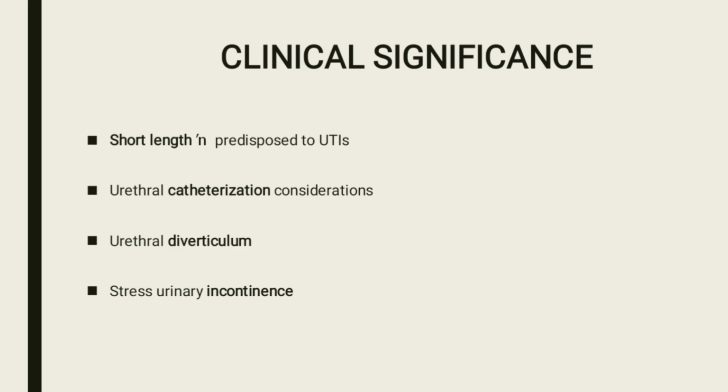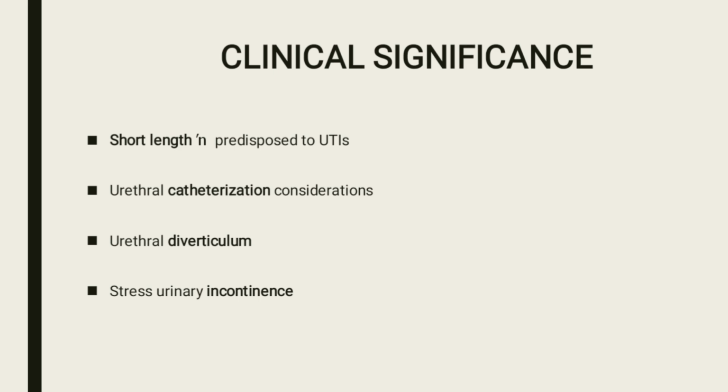Then clinical significance. Clinically, the female urethra is short in length, making women more prone to urinary tract infections. Catheterization must be done carefully due to the short and delicate anatomy. Pathologies such as urethral diverticulum can occur and weakness of sphincter mechanisms may result in stress urinary incontinence.